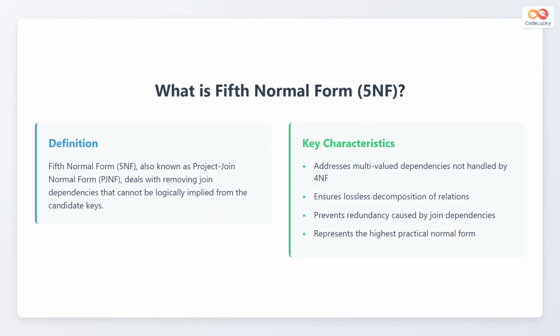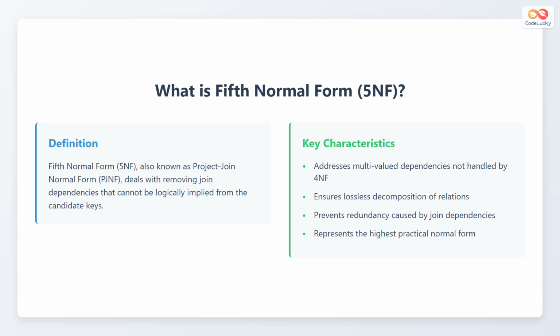So, what exactly is the fifth normal form? Fifth normal form, also known as project join normal form, deals with removing join dependencies that cannot be logically implied from the candidate keys. Let's look at the key characteristics of fifth normal form.